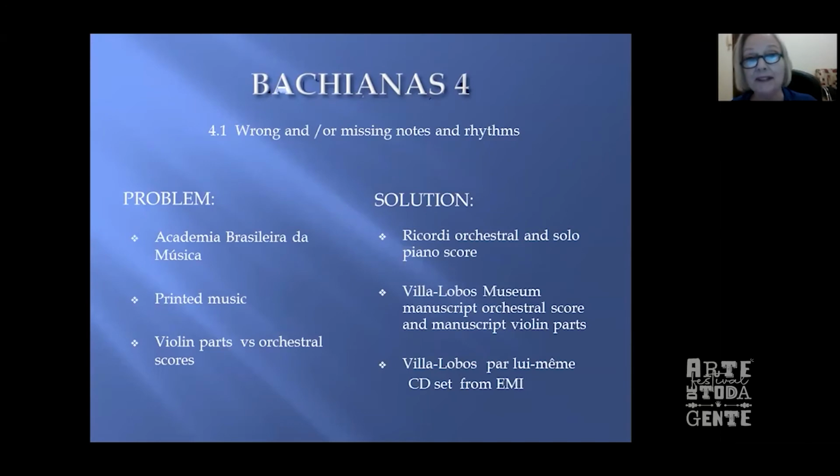In chapter 4, titled Bachianas 4, I will continue to demonstrate my findings of wrong and or missing notes. This time, the music I use as the problem is from the Academia Brasileira da Música. It is printed music and much easier to read than the manuscripts from the Bachianas 3. The solution material is the same: the recording scores, Villa-Lobos Museum manuscript scores, and also the manuscript violin parts, and again, the CD recording.